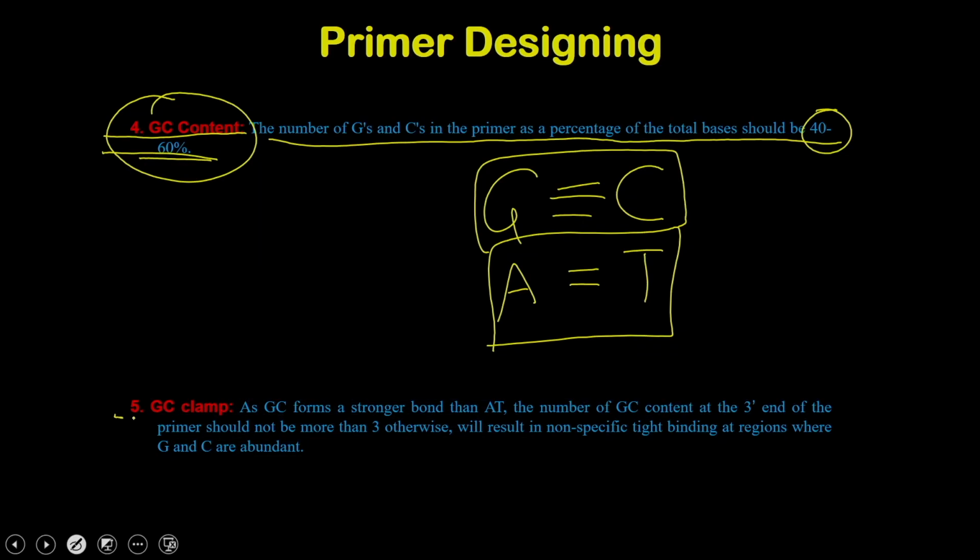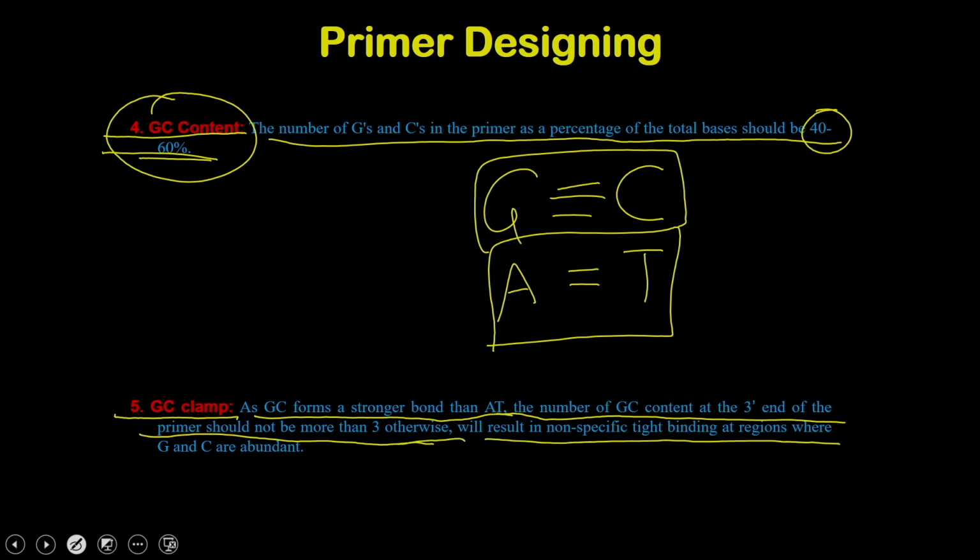Then you also require the GC clamps. As GC forms a stronger bond than AT, the number of G and C at the 3 prime end of the primer should not be more than 3, otherwise it will result in non-specific tight binding at regions where G and C are abundant. So, the GC clamp is going to give you a stronger binding than AT, and that is why a GC clamp is required.